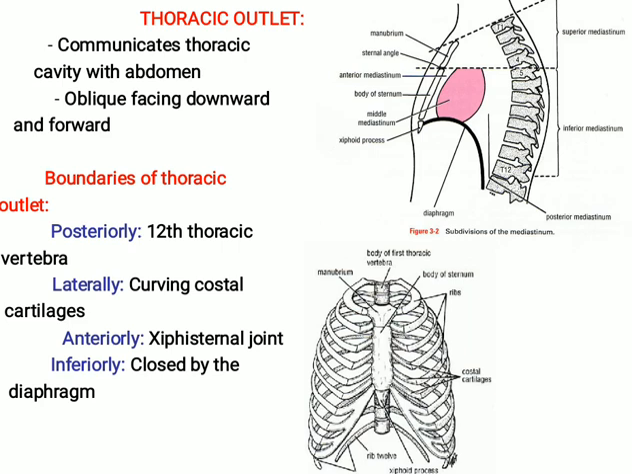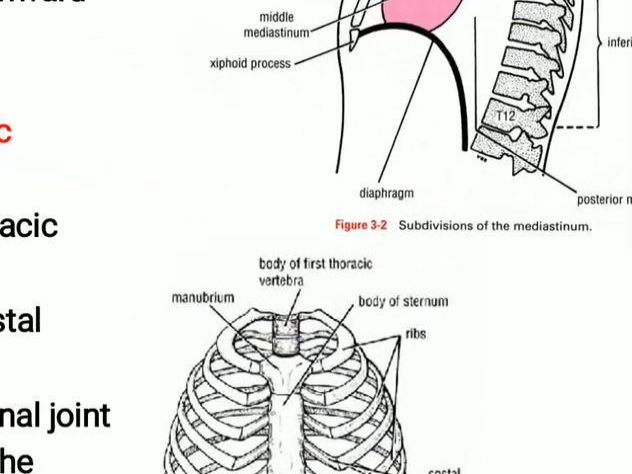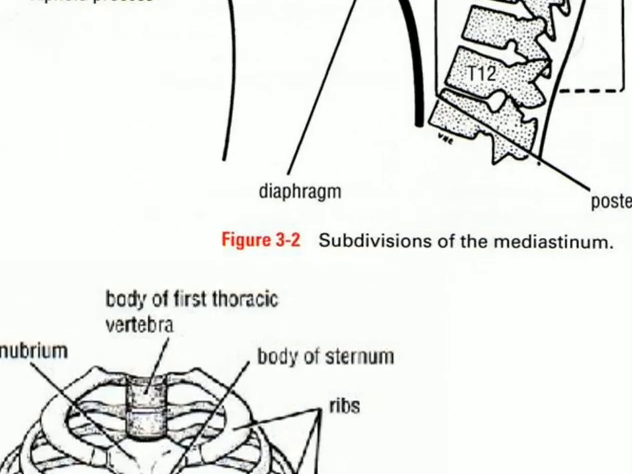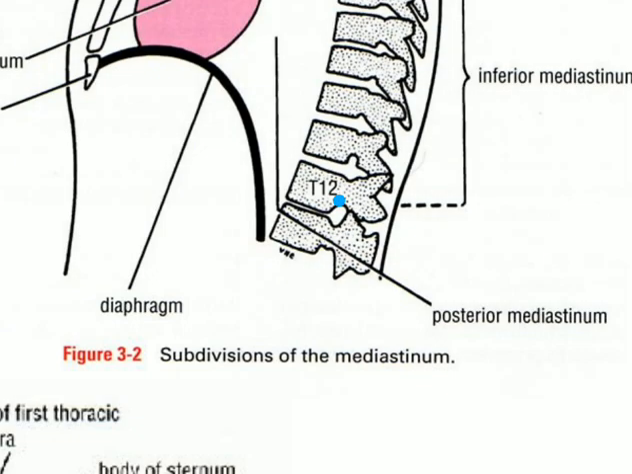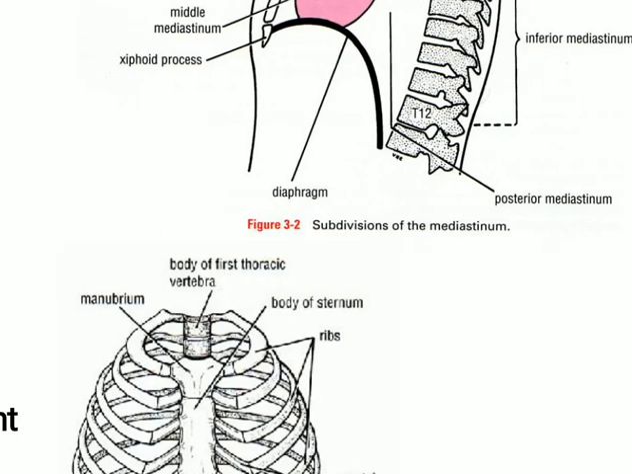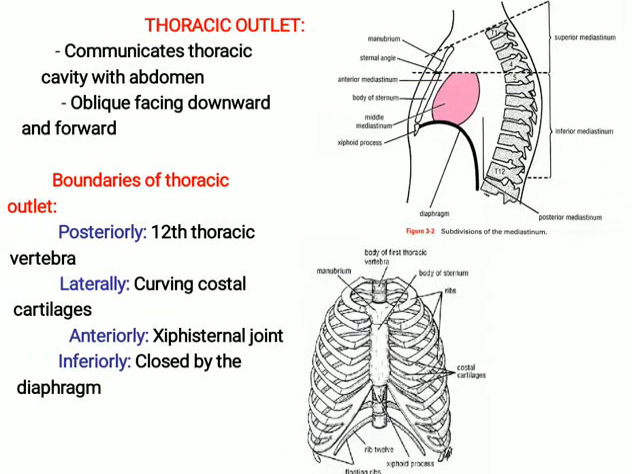So now the boundaries of the thoracic outlet. Posteriorly, on the posterior aspect, you have the 12th thoracic vertebra, the T12 vertebra. It is over right there. You can clearly observe it. It forms the posterior boundary of the thoracic outlet. Then laterally, we have the curving costal cartilages. They are the ones that form the lateral aspects.